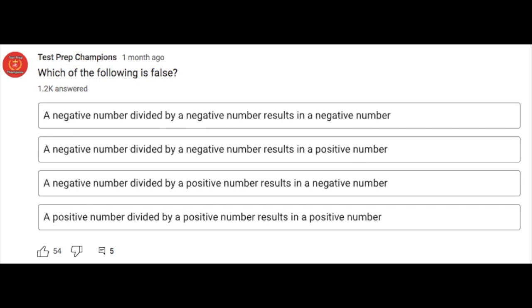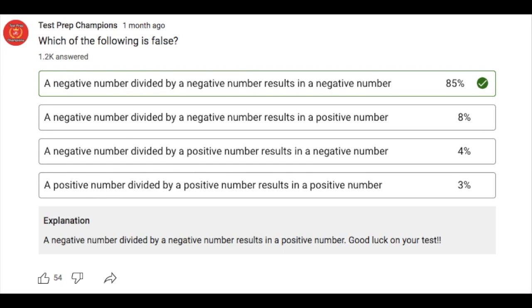So now's your chance if you'd like to pause the video, think about this, and whenever you're ready, we'll go over the answer. The answer here is the first one: a negative number divided by a negative number results in a negative number. That is the false one, which means that these three are true statements, and I'd recommend making sure that you know these three statements as they're all true. Now, why is the first one false? Well, it's false because if you take a negative number and divide it by another negative number, you're going to get a positive number. So that's why this first statement is false.